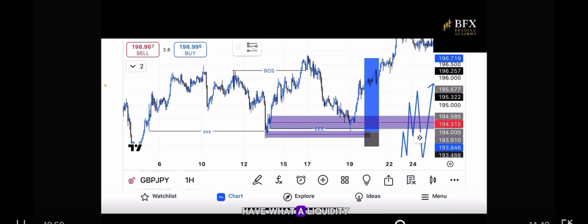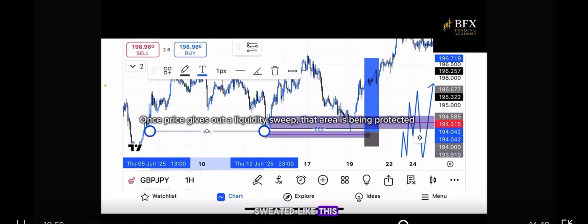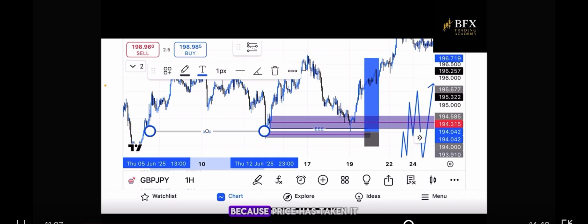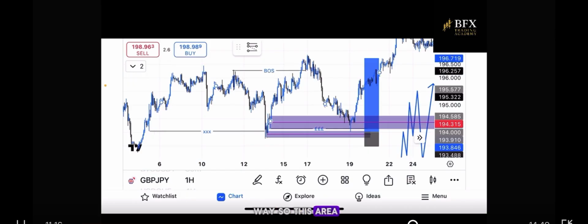Just know this. Just have a liquidity sweep. Very, very important. Because once that area has been swept like this, it has formed a protected low, or a protected area, because this area can't just come back here and be taken out again. Why? Because price has taken it. How can price take out something and then come back to take out some other thing? No, it doesn't work that way. So if this area has been swept, that's why we look at the three criteria.